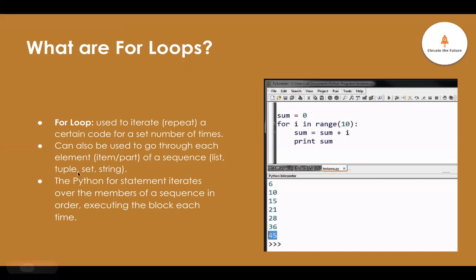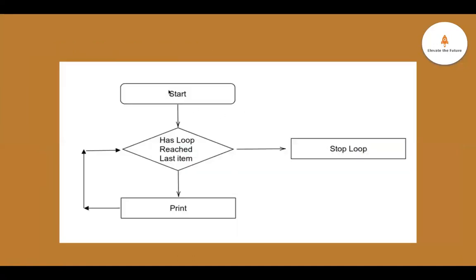And you can also go through elements in a sequence, like a list, a tuple, a set, or a string. It doesn't always have to be a set number. If you have a list of items and you want to go through each item, you would also use a for loop, if you knew how many items were in there. So this is the logic of a for loop. You start off, and then you go into the loop, and you check, has the loop reached the last item? Has it reached the number 10 of its range, or the last item in the list? Then you do the statement inside of the loop, and then you go back and keep checking, and once the loop has reached the last item, you would stop the loop.